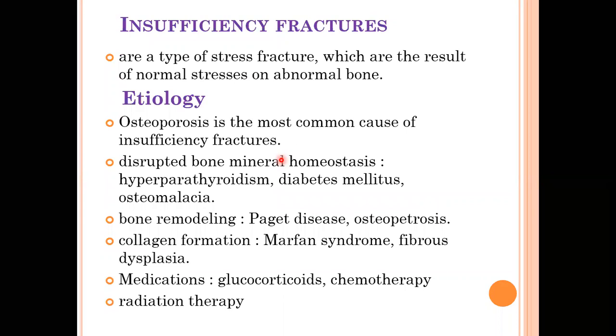Insufficiency fractures are a type of stress fracture which are the result of normal stress on abnormal bone, as we said. Etiology: osteoporosis is the most common cause of insufficiency fractures. Disrupted bone mineral homeostasis includes hyperparathyroidism, DM, and osteomalacia. Bone remodeling disorders include Paget disease and osteopetrosis.